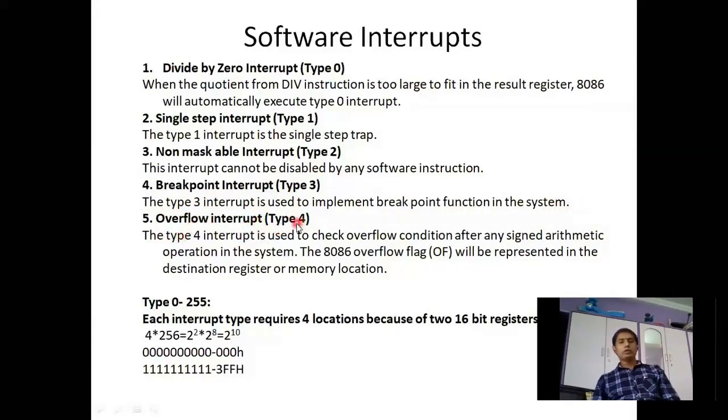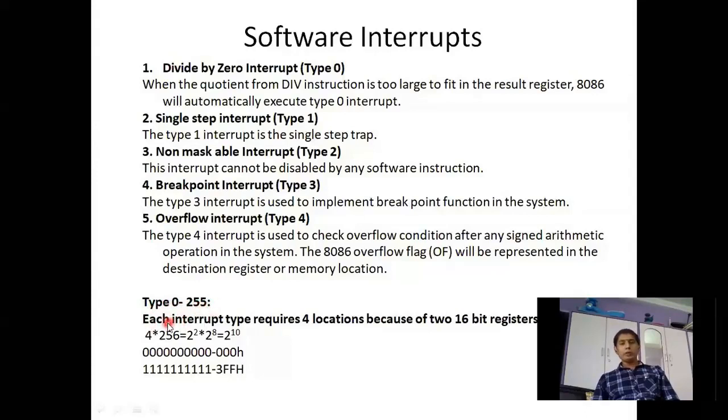When the overflow flag is activated, overflow has occurred, and at that time the overflow interrupt is activated. If you perform any signed arithmetic operation and overflow occurs, this interrupt is activated. Here we mentioned type 0 to type 4 only, but like that we have 256 types. Preferably we use type 5, type 6 and so on. The last is type 255, so the types run from type 0 to type 255.